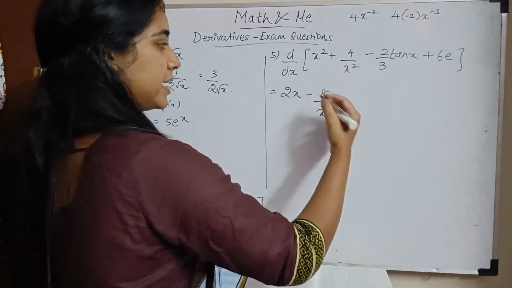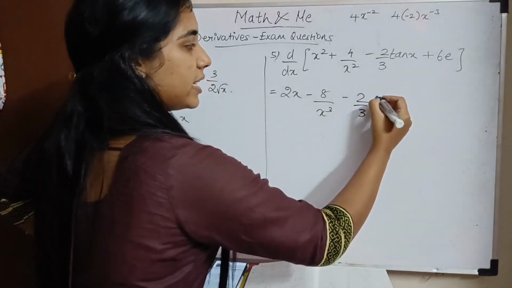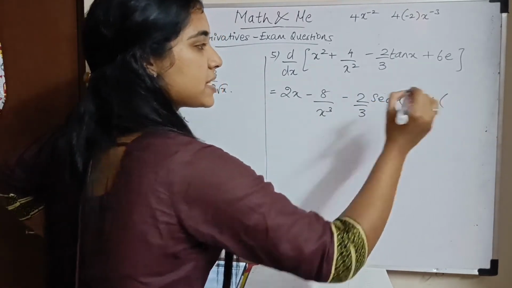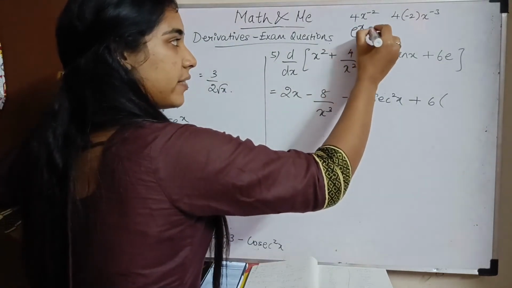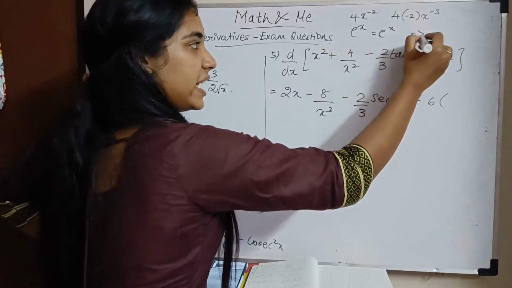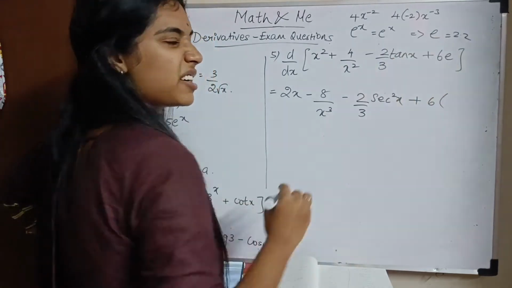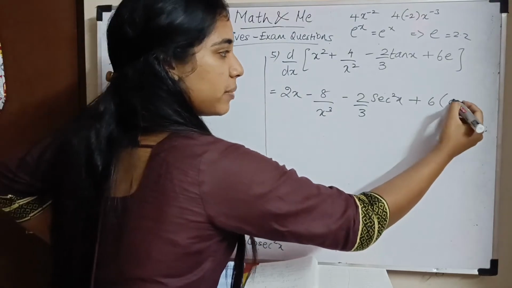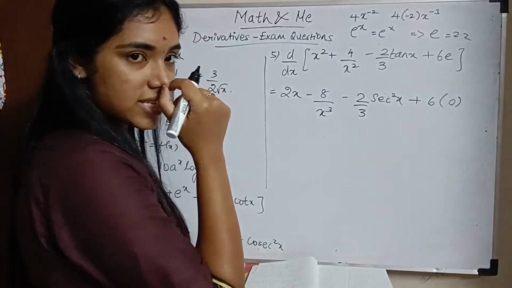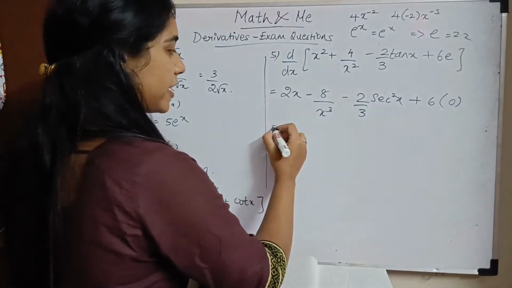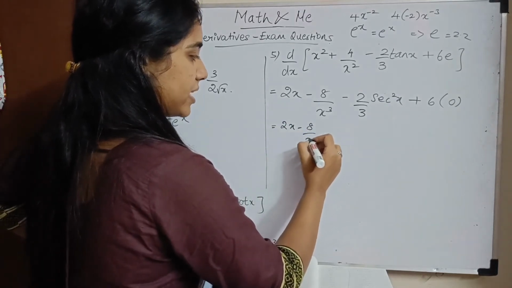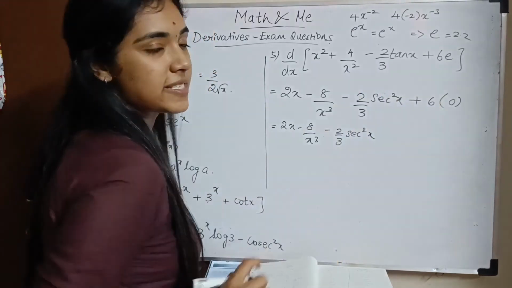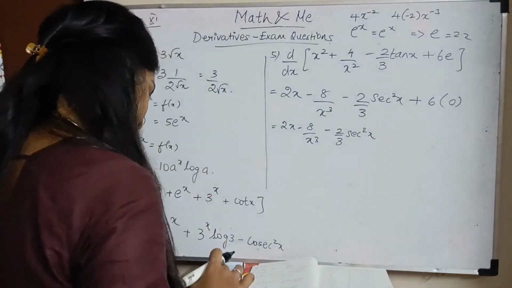Okay? Next term. Minus 2 by 3. Tan x ஓட derivative secant square x. Plus 6 times e to the x ஓட derivative e to the x. But what is e? E is some constant value. 2.2 something. So it is a constant value. So e ஓட derivative will be 0. Derivative of any constant is 0. So this is your final answer. So what do you have? 2x minus 8 by x cube minus 2 by 3 secant square x plus 0. Okay?